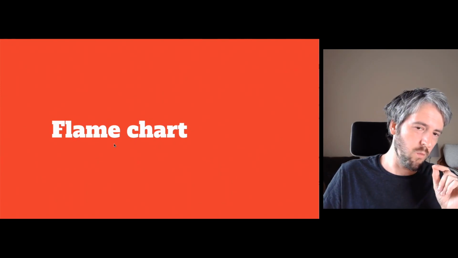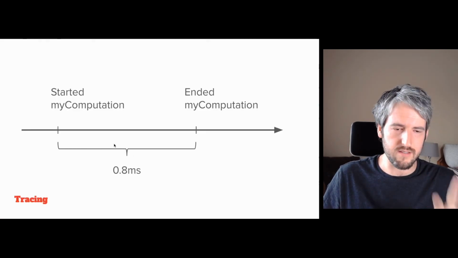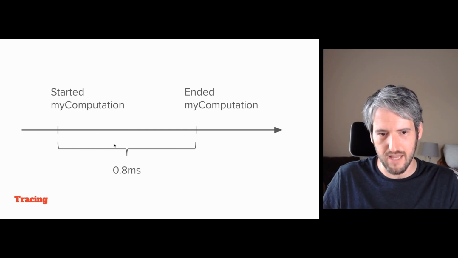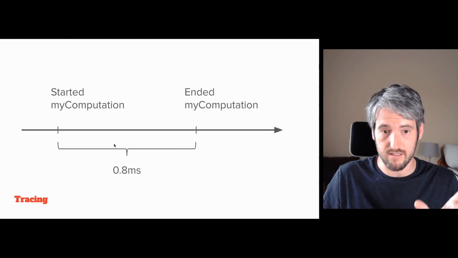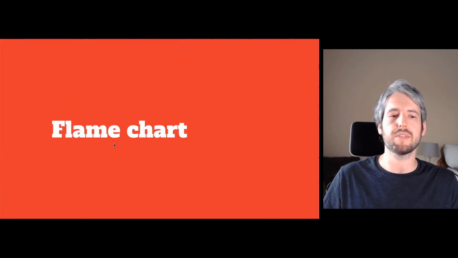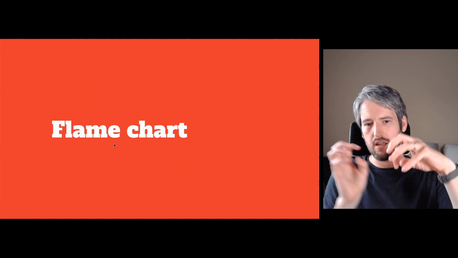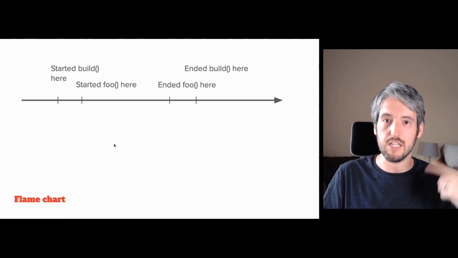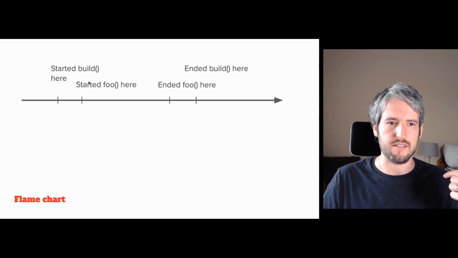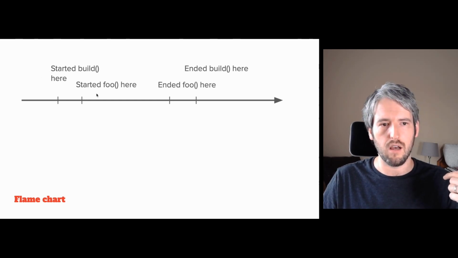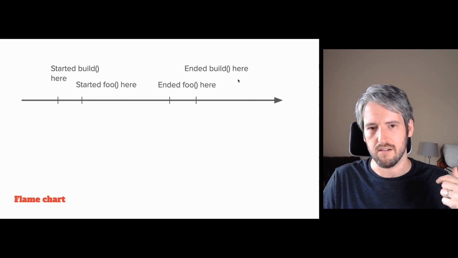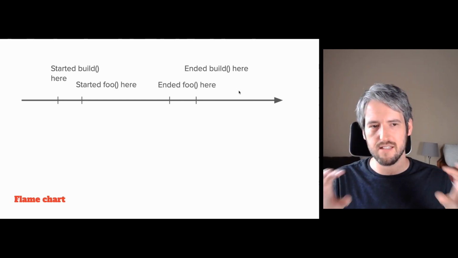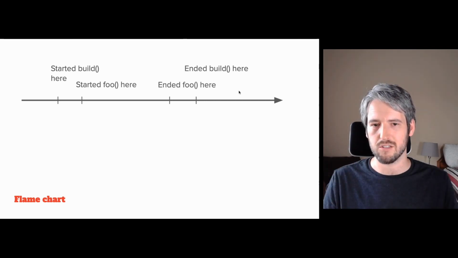Flame chart. One thing about this: it's cool if you have one computation in your app and you have this kind of timeline. You can look at this and immediately know what's happening, right? But most apps have many different computations that are nested and overlapping. So if you use the naive timeline, you would get something like this: we started build here, and inside build we had a foo method here, and then we ended foo here, and then we ended build here, right? And you can imagine, if it's this complicated with 2 methods, imagine 100 methods.